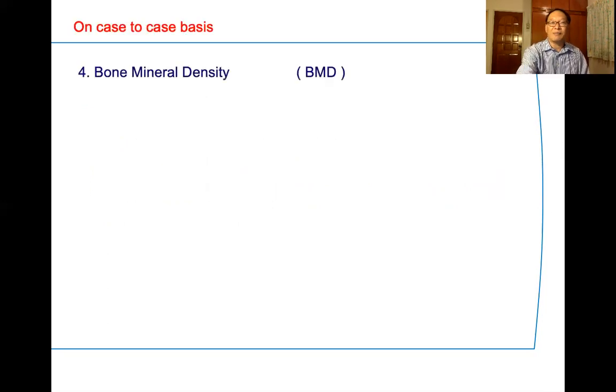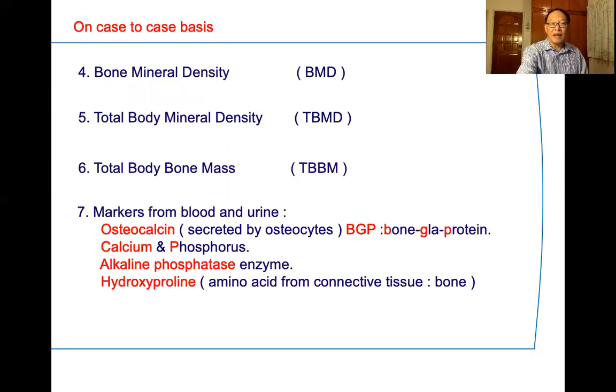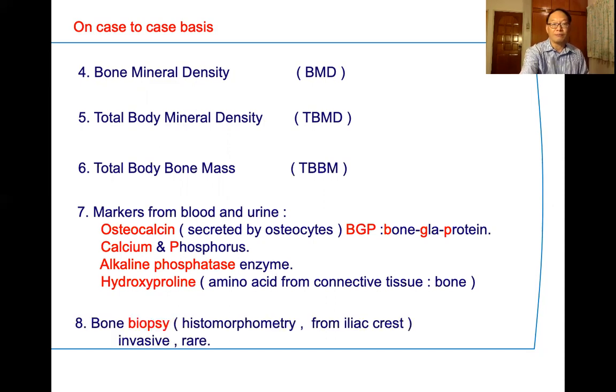And on a case-to-case basis, bone mineral density, total body mineral density, total body bone mass, and markers from blood and urine like osteocalcin, calcium and phosphorus again, alkaline phosphatase enzyme, and hydroxyproline, which is an amino acid from connective tissue in the bone. Or in severe cases, you may consider a bone biopsy.